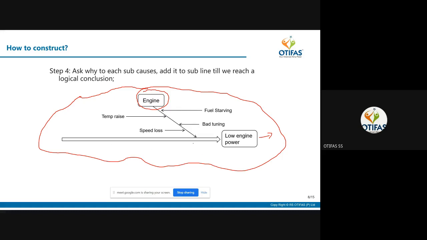And then all the team will sit and ask logically, is it logically correct? Can temperature rise affect the low engine power? Can speed loss affect the low engine power? Can bad tuning affect it? So by sitting together, we can say, okay, bad tuning can affect the engine. So with the process knowledge, we say we can take this as one of the causes. Now let us do an experiment. Let us collect data like this.